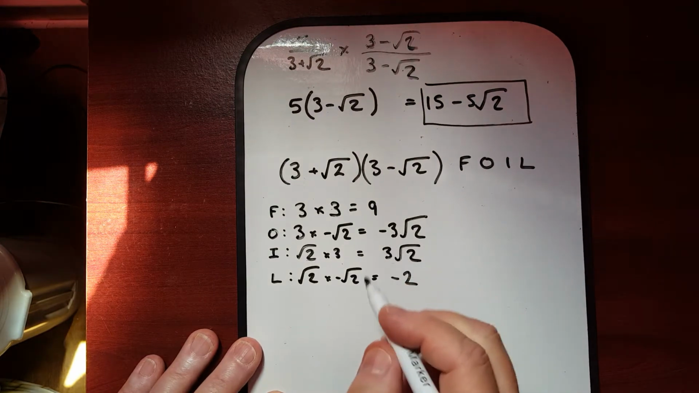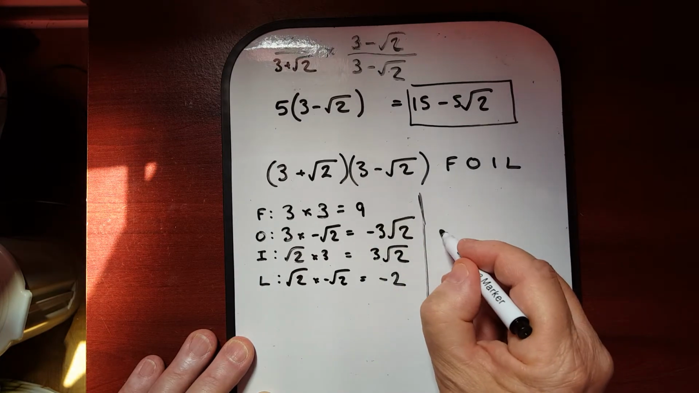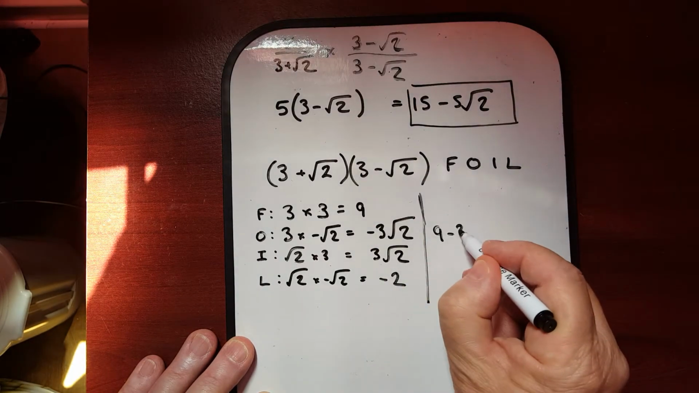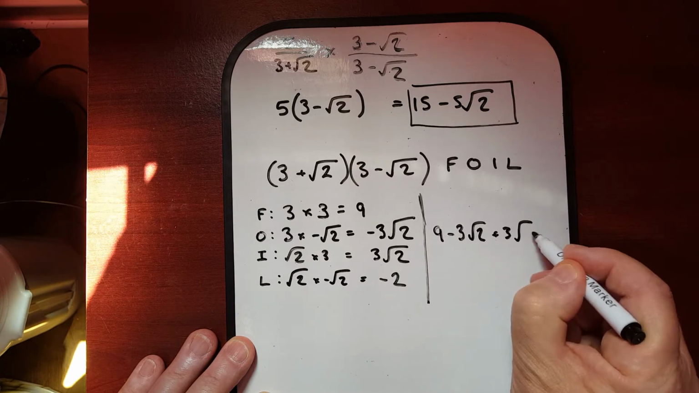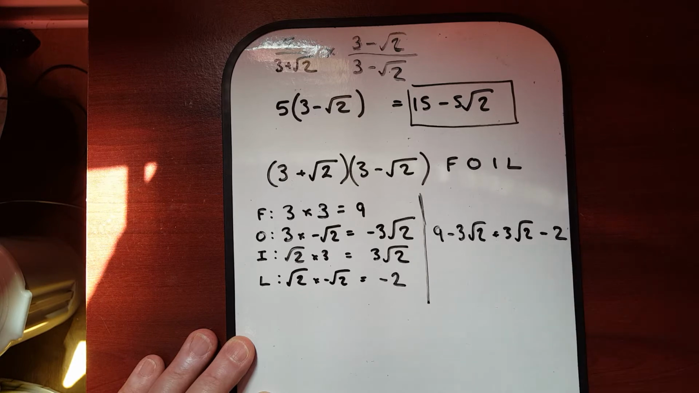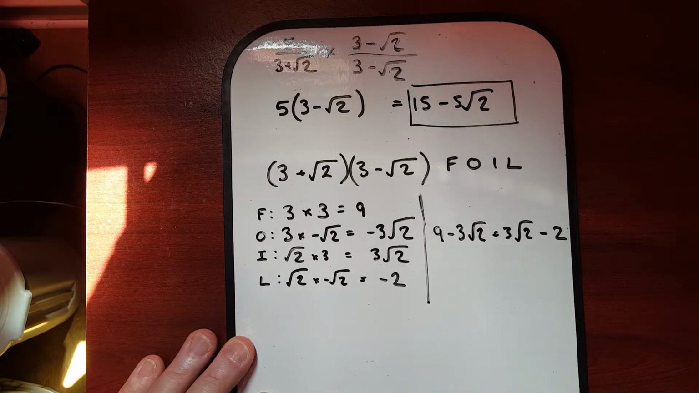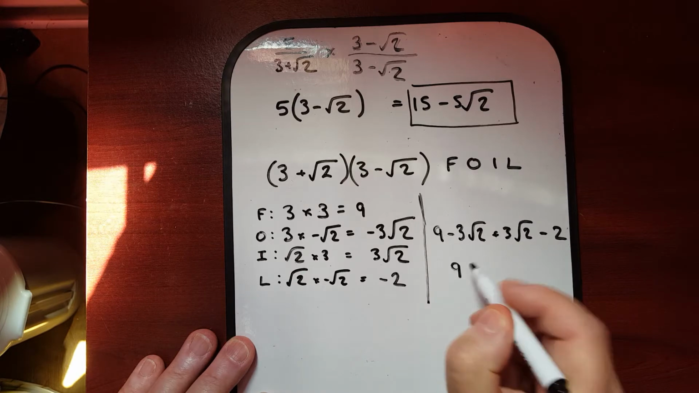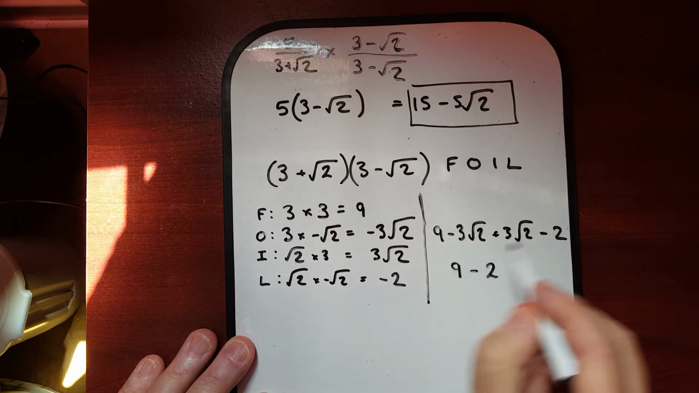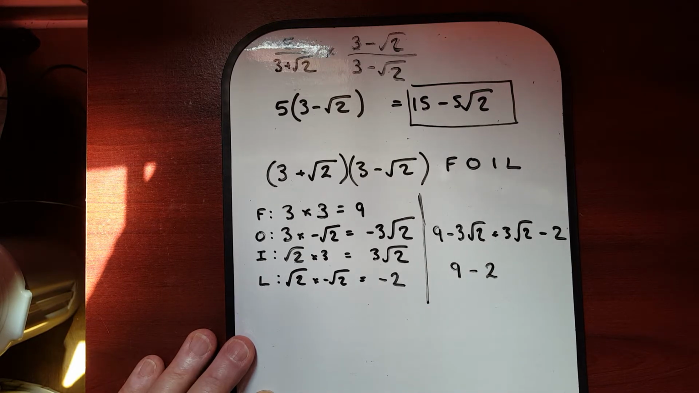So what we need to do now is put all these things together. So our answer is 9 minus 3 lots of the root of 2 plus 3 lots of the root of 2 minus 2. Those two things in the middle cancel themselves out. Minus 3 lots of the root of 2 plus 3 lots of the root of 2 takes you back to 0. So we can simplify that to 9 minus 2 because these bits have gone completely. All we've got are the numbers on the outside.